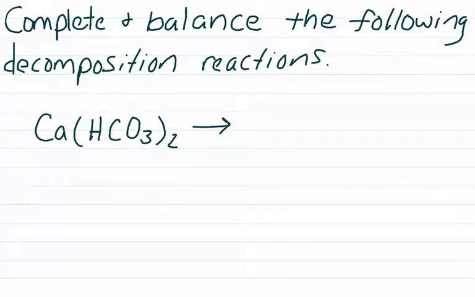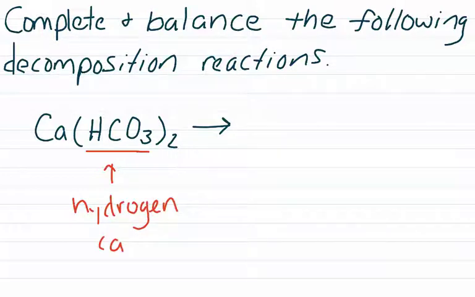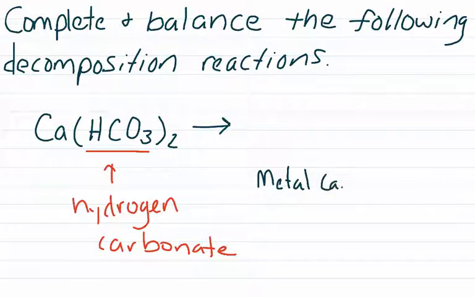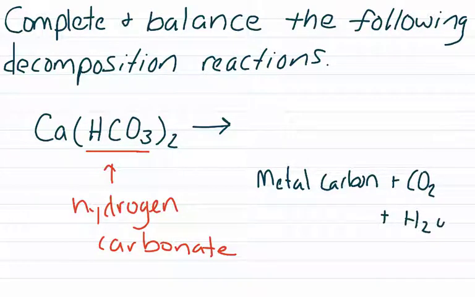So you are going to be responsible for being able to predict the products of 3 different types of decomposition reactions. The first is the decomposition of a hydrogen carbonate. So this is our polyatomic ion, hydrogen carbonate. When this combines with a metal, it will decompose into always the same 3 things. It will decompose into the metal carbonate, carbon dioxide, and water.